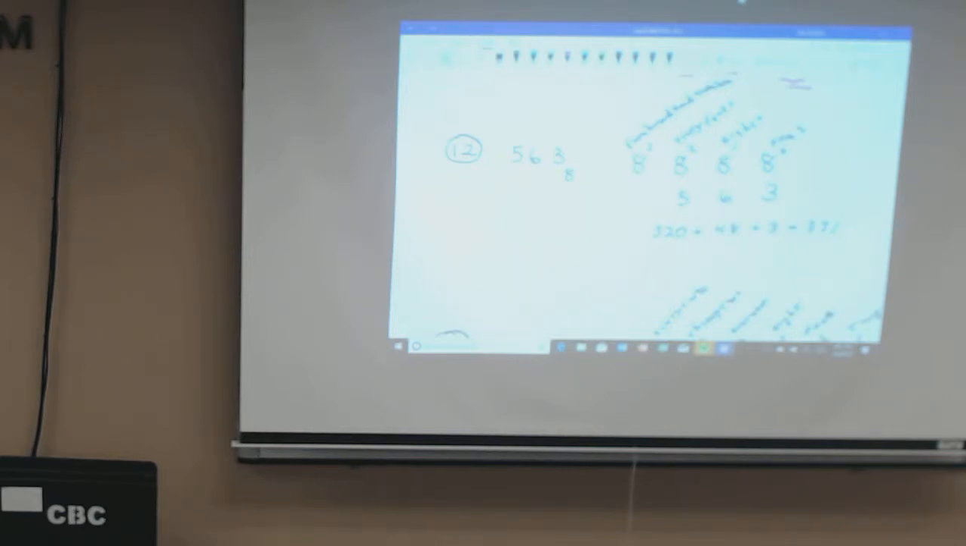Number 12. 563 in base 8. Do you see how to read that? And there's the base, base 8. So I go 8 to the 0, 8 to the 1, 8 to the 2. And since I'm having fun with it, I just go 8 to the 3 just to put an extra one up there. You could just keep going as far as you want.